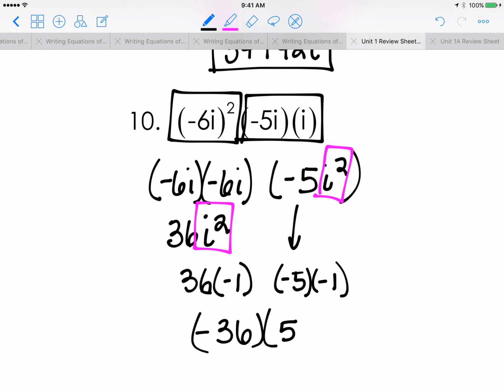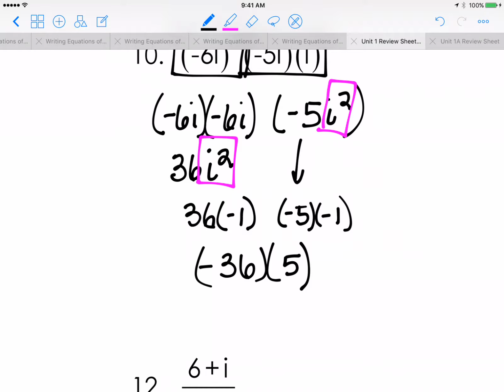Okay, so we have a negative 5 times a negative 1, which is going to give us a positive 5. So a negative 36, let's do this in our calculators, times 5 is going to give us a negative 180. And that is our answer.